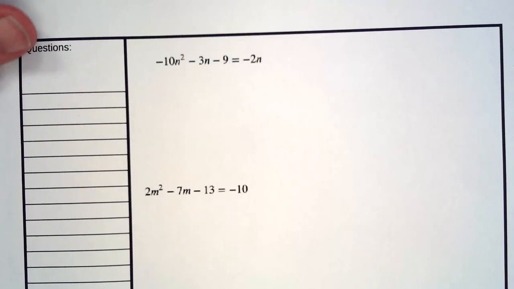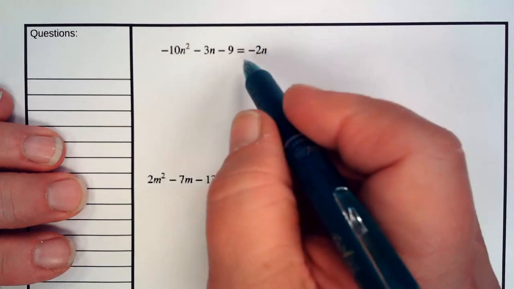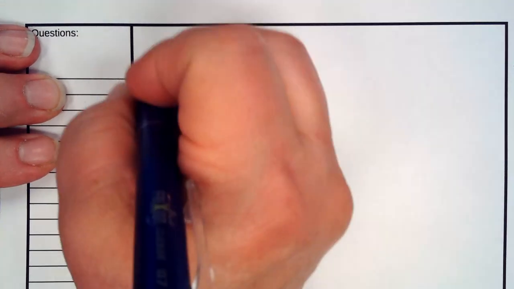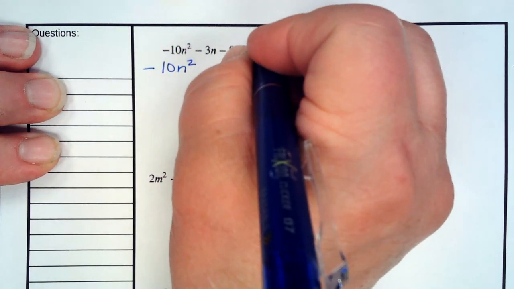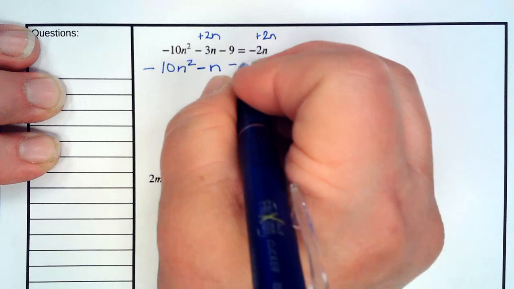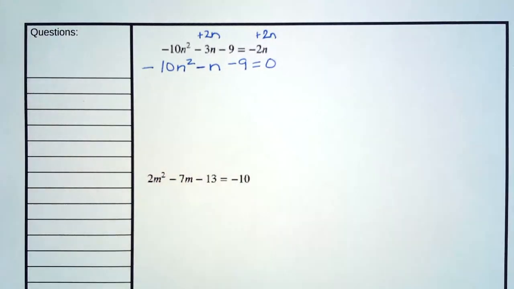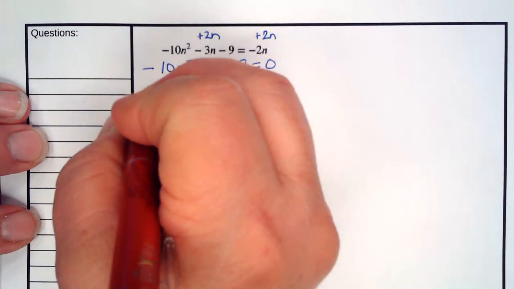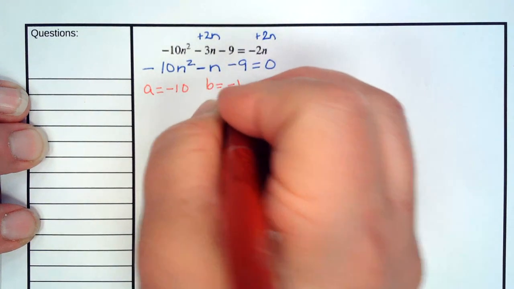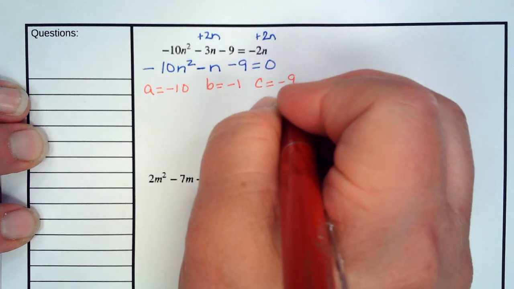Is it set up equal to 0? No, I need to add 2n to both sides. So I've got negative 10n squared. I want to add 2n here, 2n here. 2n plus negative 3n is negative 1n, minus 9 is equal to 0. A, B, and C. A is negative 10, B is negative 1, C is negative 9.